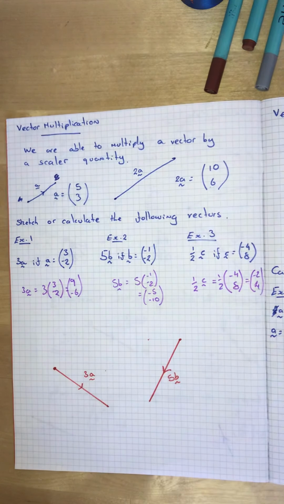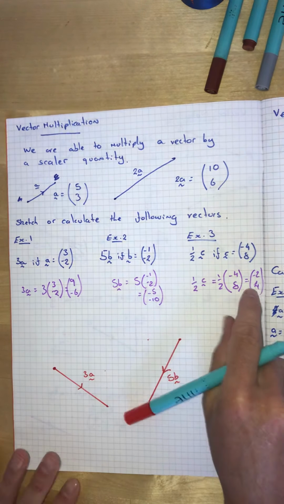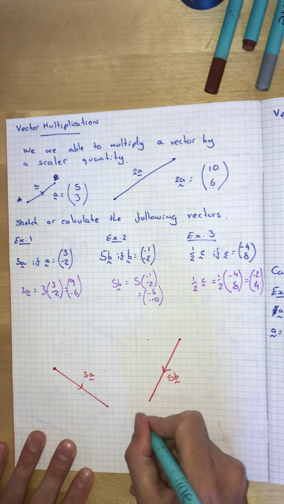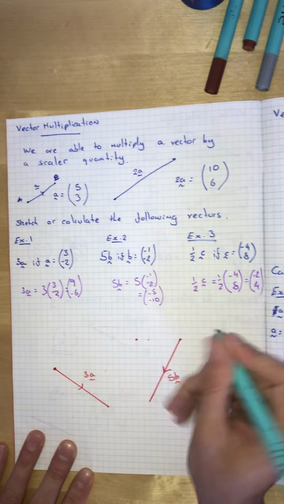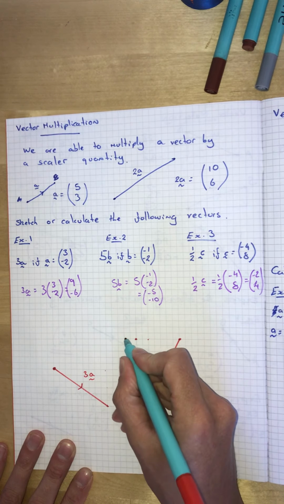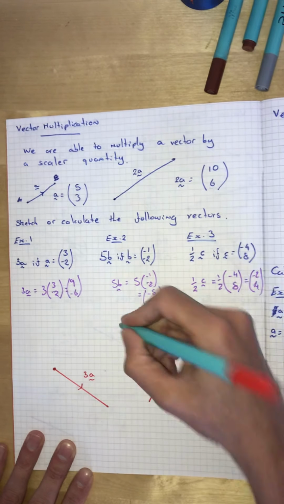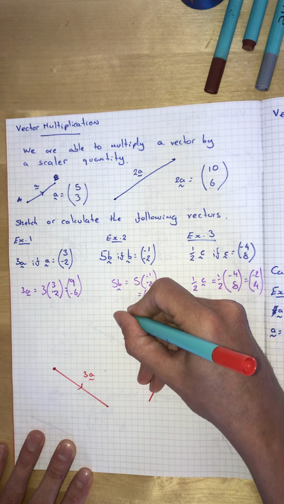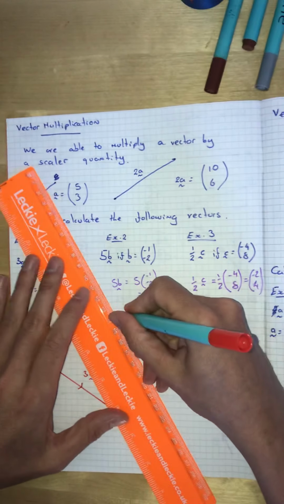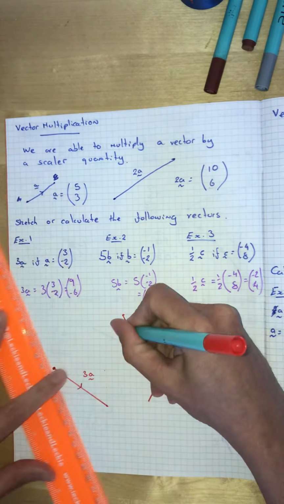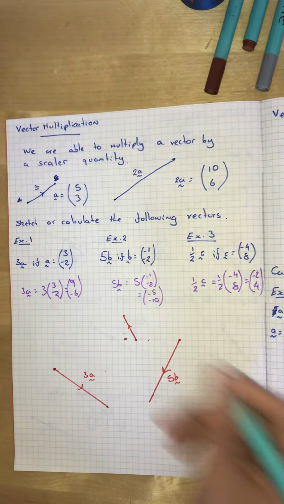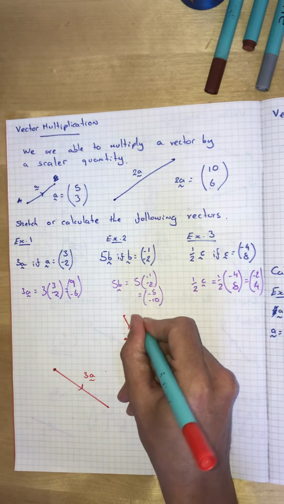Last one, we're doing the vector half c. So we do negative 2. So let's start here. Negative 2, go backwards. And then it's going up 4. 1, 2, 3, 4. Put in your direction. And that's the vector 1/2 c.